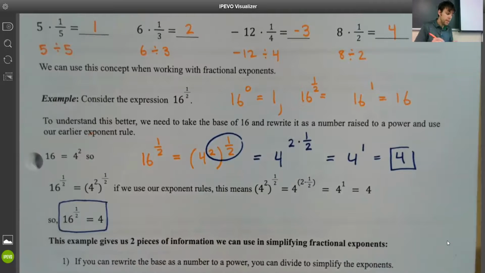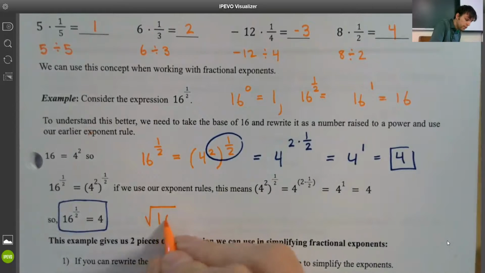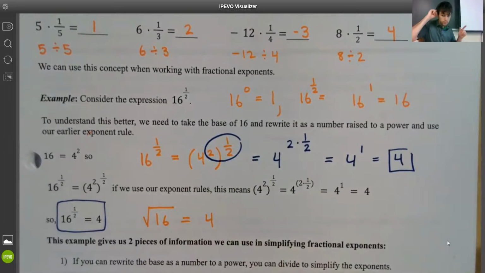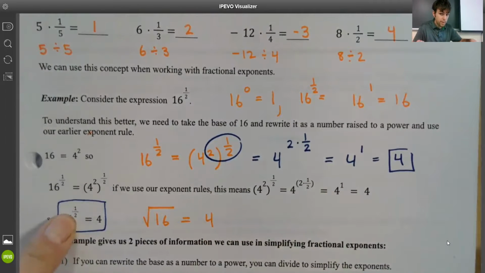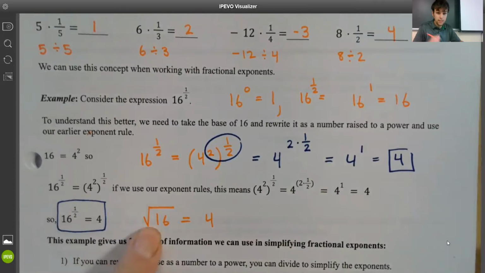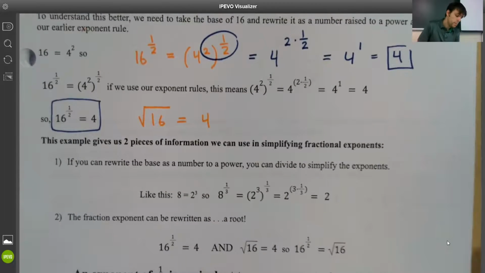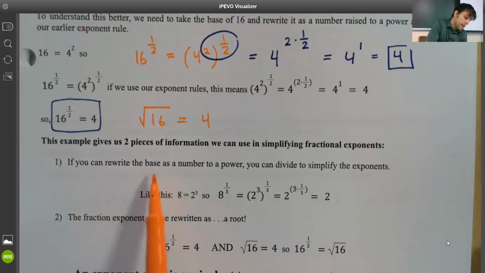That is the same thing as doing the square root of 16. It's also 4. So it turns out raising something to a 1/2 power is the same thing as taking the square root of that number. This example gives us 2 pieces of information we can use in simplifying fractional exponents. We can rewrite the base as a number to a power, and you can divide to simplify. So kind of a cool thing here.